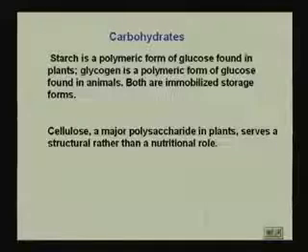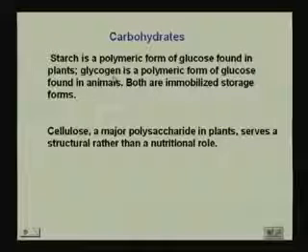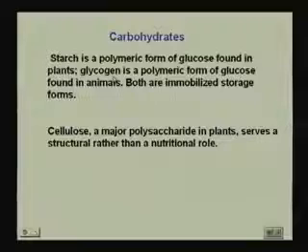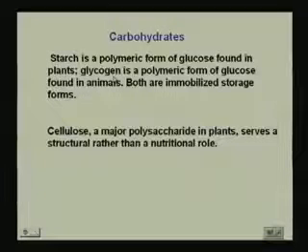Glycogen is stored in our liver and it is broken down when we require the glucose for metabolism, for the energy requirement of our activities. Cellulose is another major polysaccharide in plants that serves a structural rather than a nutritional role. Okay. Structural means it forms fibers that help in its structural build-up.